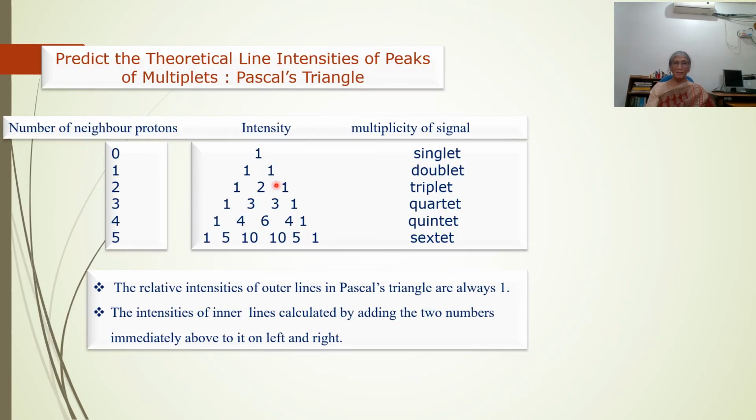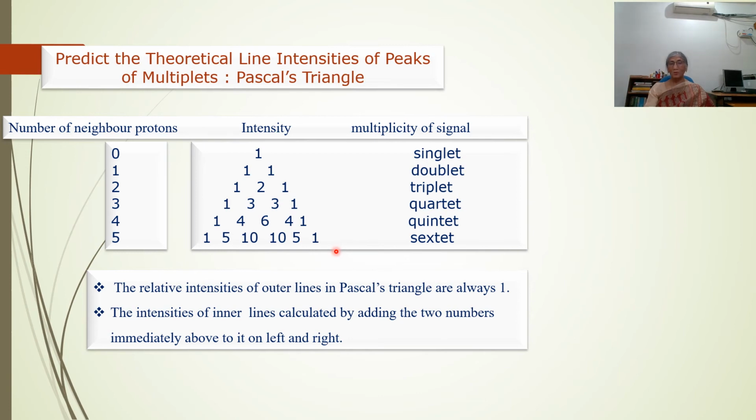This is the Pascal's triangle, and from this Pascal's triangle we can predict the intensities of the peaks in multiplets. If there is no neighboring proton, then only a singlet will be seen. If there is one neighboring proton, there will be 2 peaks. For 2 neighboring protons, there will be 3 peaks. For 3 neighboring protons, there will be 4 peaks. For 4 neighboring protons, there will be 5 peaks. And for 5 neighboring protons, there will be 6 peaks. So the relative intensity of the peaks can be predicted by Pascal's triangle.